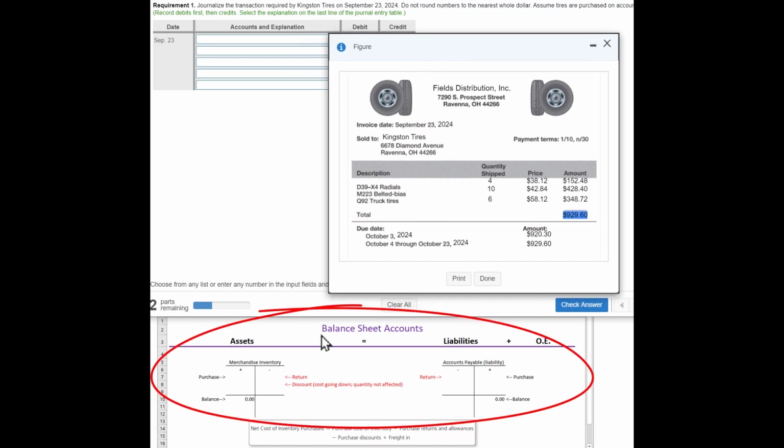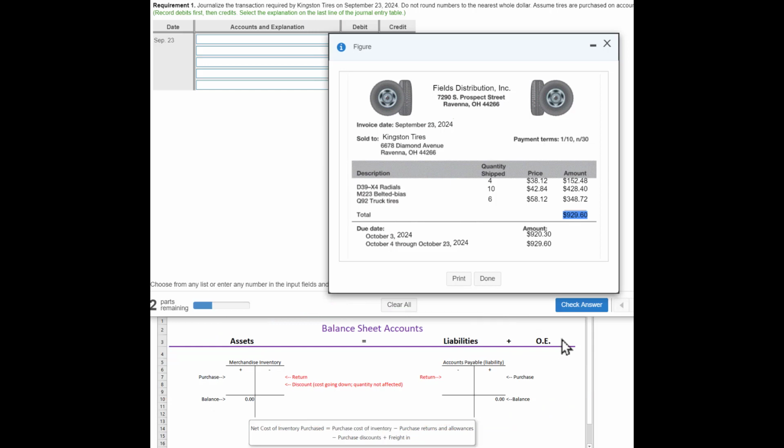So down here I've got my T accounts. Here's the accounting equation, assets equals liabilities and owner's equity. We've got merchandise inventory, increases on the left, decreases on the right. AP is a liability, increases on the right, decreases on the left.